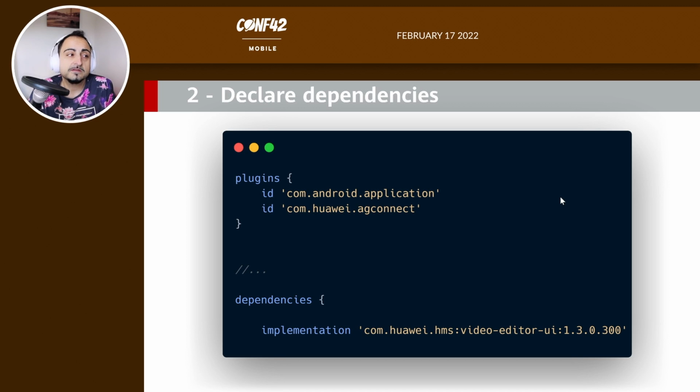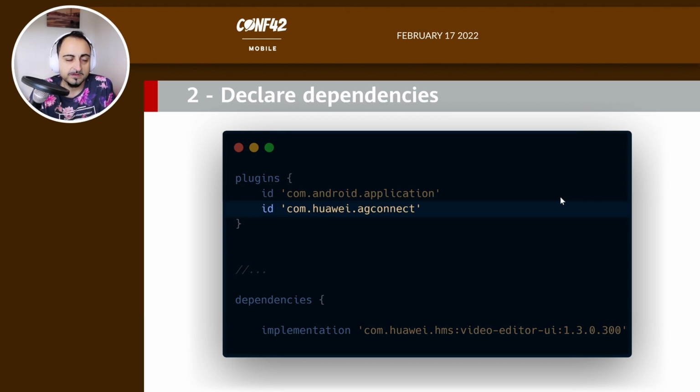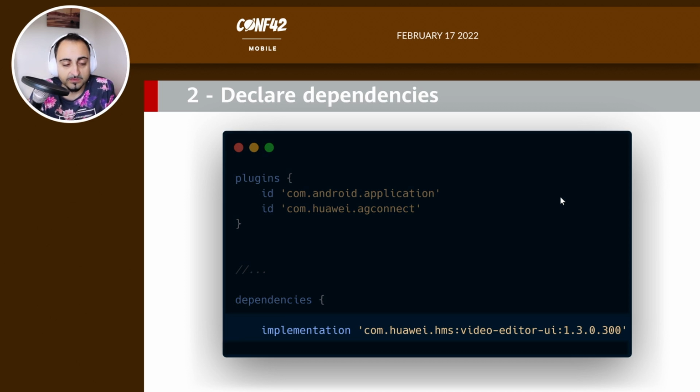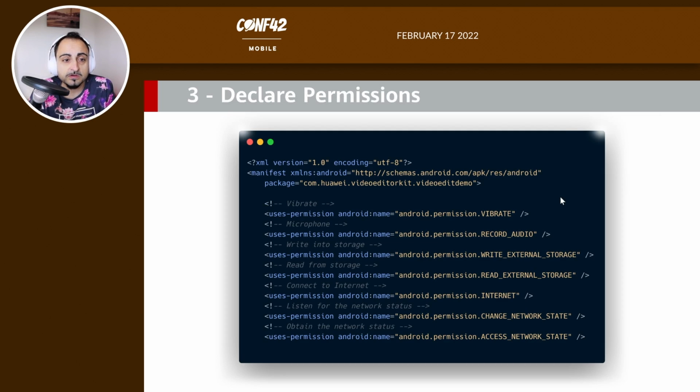Another step is to add the dependency inside the build.gradle file of your application, of your app. So inside the directory of your app, in the build.gradle file, add the line corresponding to the usage of the agconnect plugin from Huawei. Then add the line corresponding to the video editor SDK to your build.gradle file as an implementation. So plain and easy.